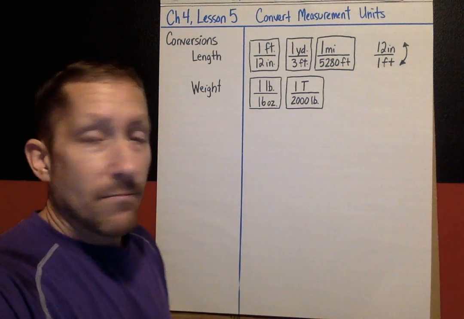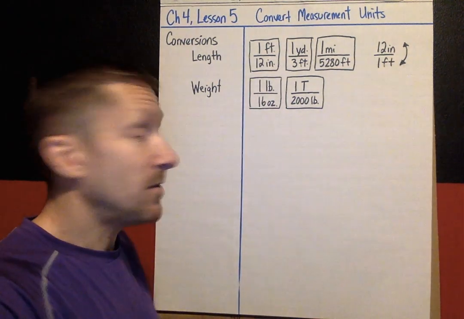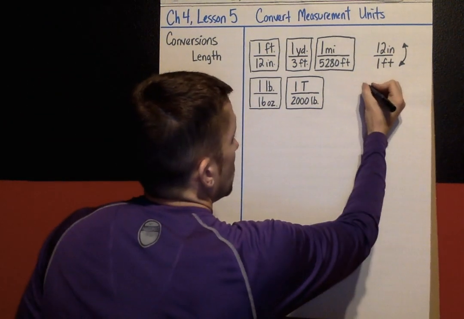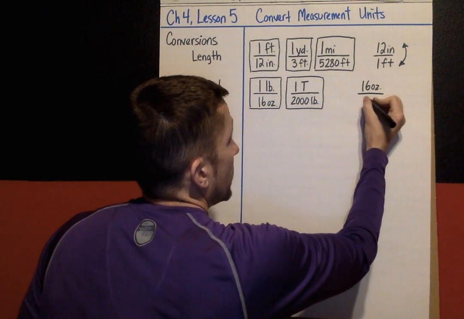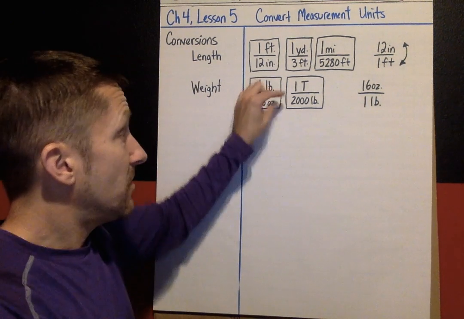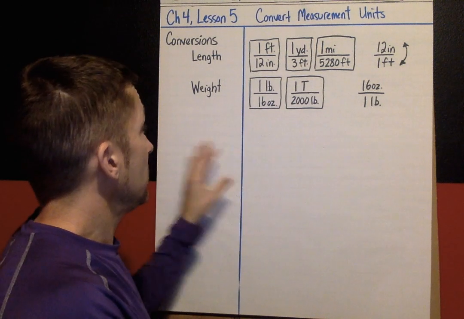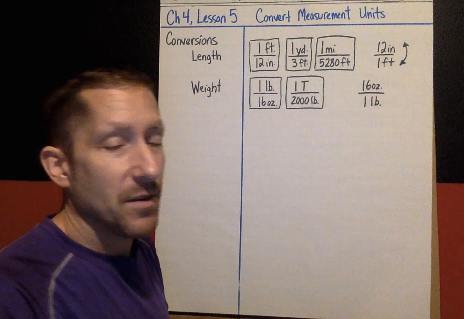But again, reminder that these conversions could be flipped. We might use a conversion 16 ounces for every 1 pound. Okay, they can be inverted or flipped, just like these, depending on what unit you're trying to get to.